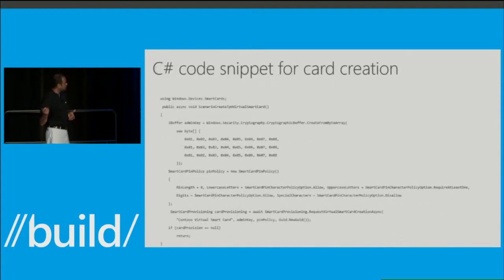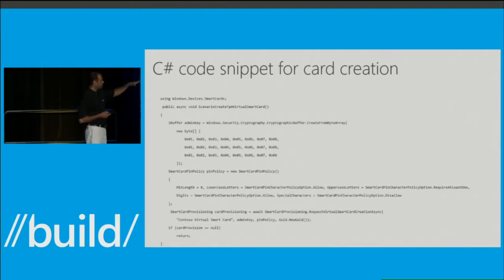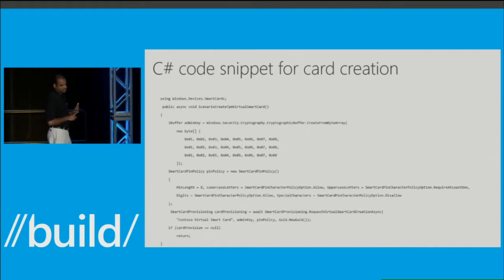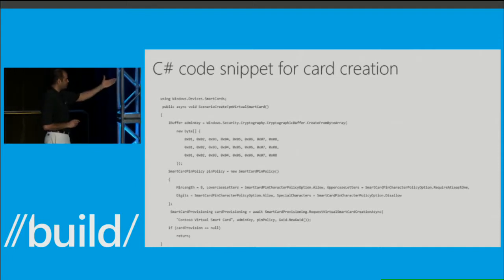So here's a code snippet. Again, I apologize for the small font. This should be a recorded session, so later on you can go through this. But the key steps here are, we start with the known admin key, so in this case it's 24 bytes. And then you create a new smart card PIN policy object, and you specify the attributes of the PIN policy. So in this case, we have a minimum length of 8, and we are allowing lowercase letters. The PIN policies have this notion of allow, disallow, or require at least 1. We allow lowercase letters, we require at least 1 uppercase letter, we allow digits, and we disallow special characters.